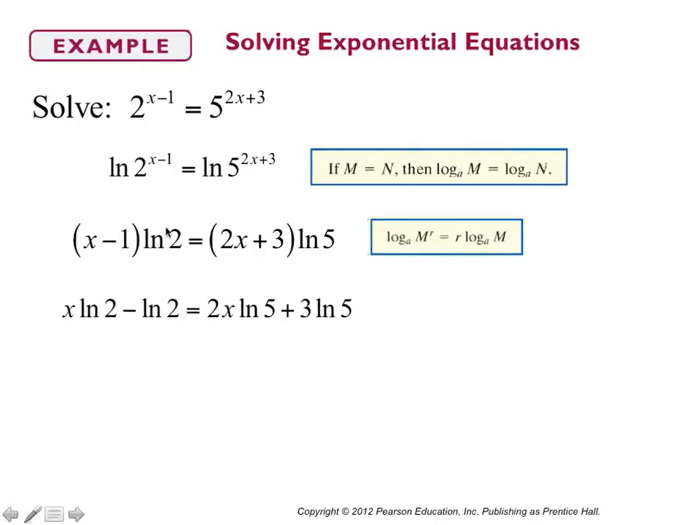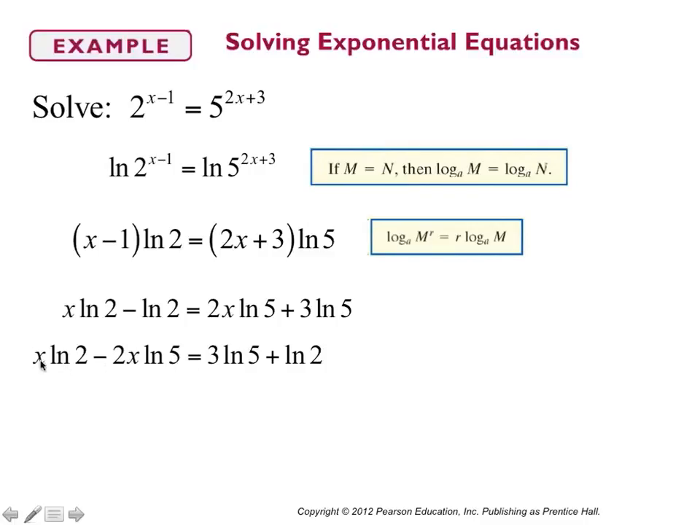So if we distribute this ln of 2 through, we get x times ln of 2 minus ln of 2 equals 2x times ln of 5 plus 3 times ln of 5. And then when you have something like this, you always want to get it so that all of your x's are on one side and everything else is on the other side. So we've moved all of our x's so that they're on the left-hand side. So we have x ln of 2 minus 2x ln of 5. And then we've moved this ln 2 that was negative over here. It's now positive. So we have 3 ln 5 plus ln 2.